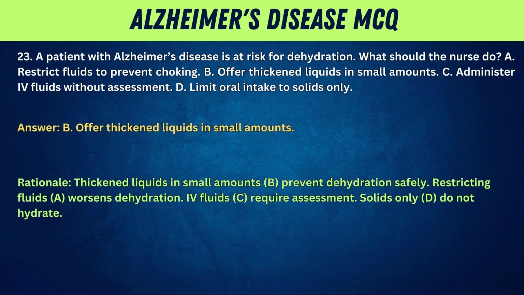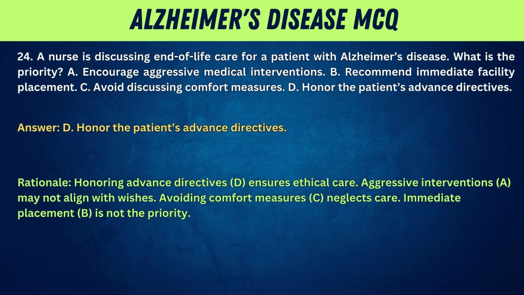Rationale. Thickened liquids in small amounts, B, prevent dehydration safely. Restricting fluids, A, worsens dehydration. IV fluids, C, require assessment. Solids only, D, do not hydrate.